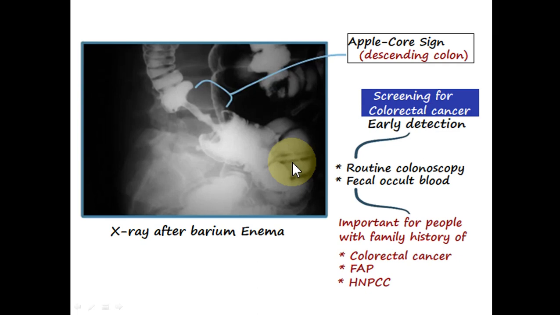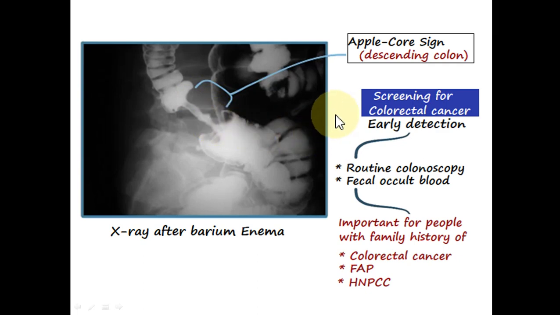The barium enema, in which a contrast barium is given to the patient through the rectum, and then the contrast barium spreads in the large intestine, we take various different x-rays. And here in this x-ray you can see that the large intestine is so much narrowed by the tumor that this narrow area is known as the apple core sign, and which is particularly seen in the descending colon.